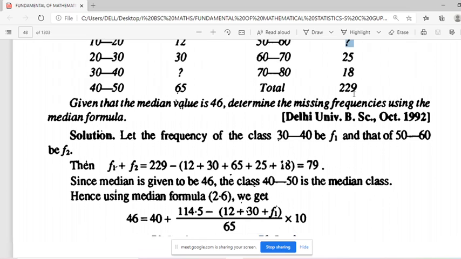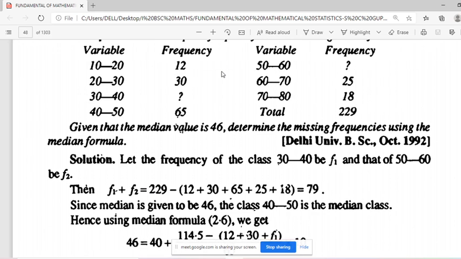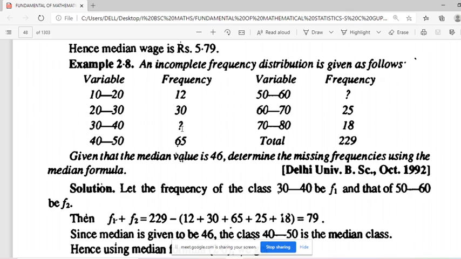So let us denote F1 as the first missing frequency, and F2 as the second missing frequency. That means the frequency of 30 to 40 and the frequency of 50 to 60. You are given that the total frequency is 229. So the total frequency is 12 plus 30 plus F1 plus 65 plus F2 plus 25 plus 18, which equals 229.